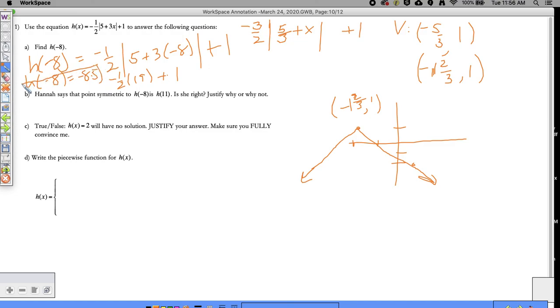Somewhere on my graph down here, it's got to be going all the way down, but I need space to work on this other stuff here. Hannah says that the point symmetric to h of -8 is h of 11. Is she right? Well, let's see.